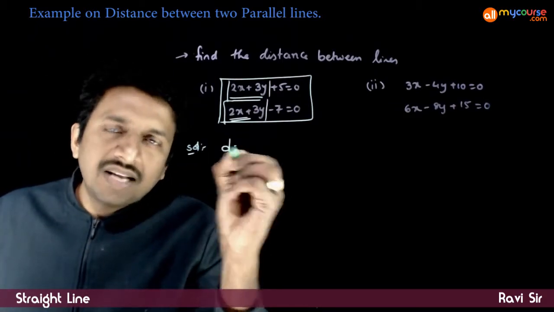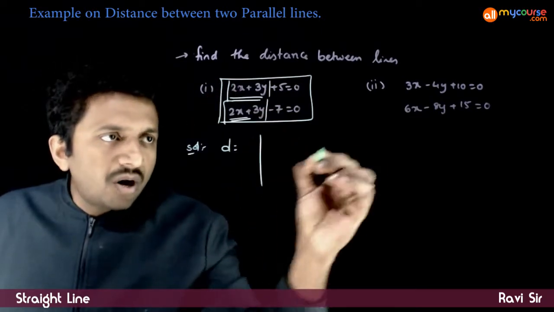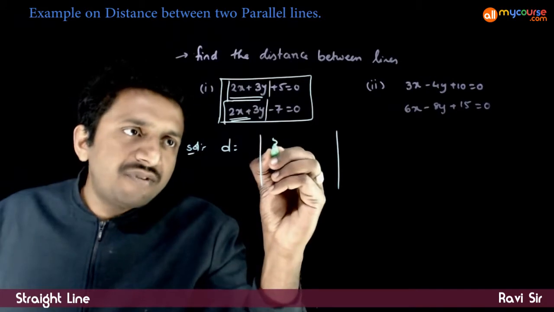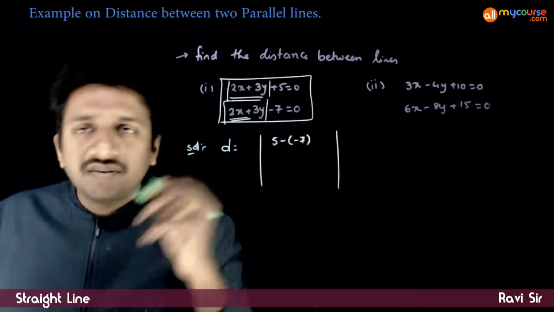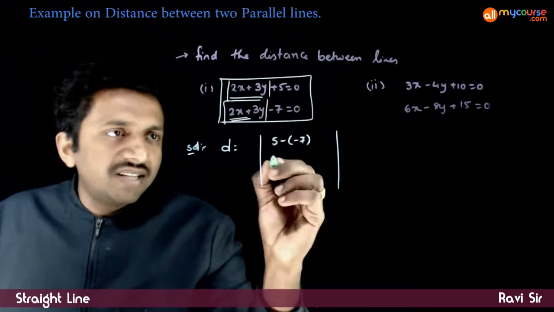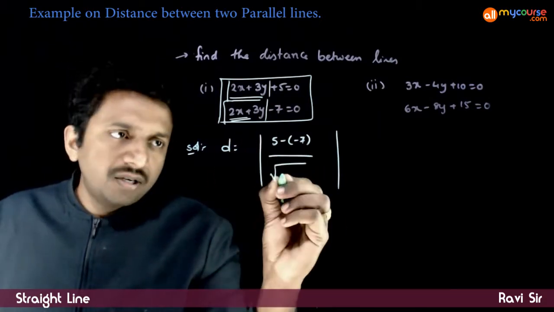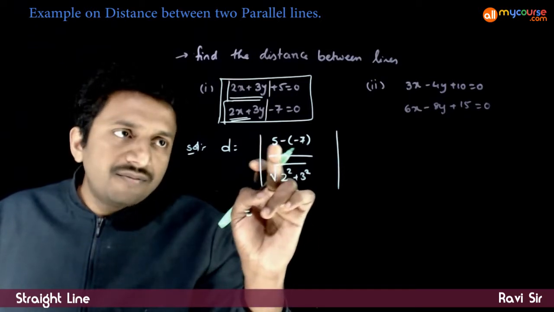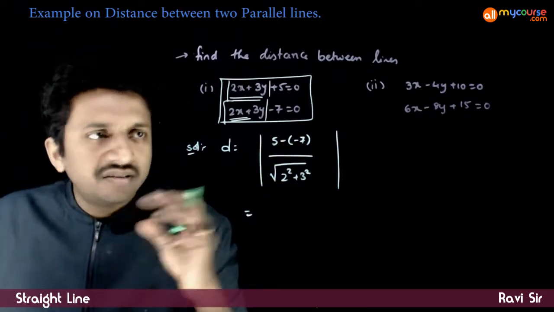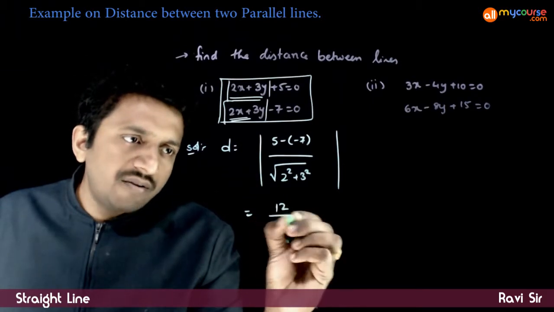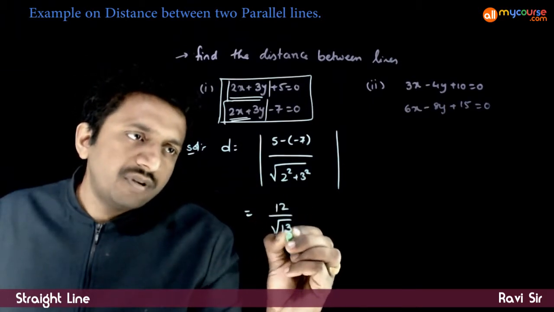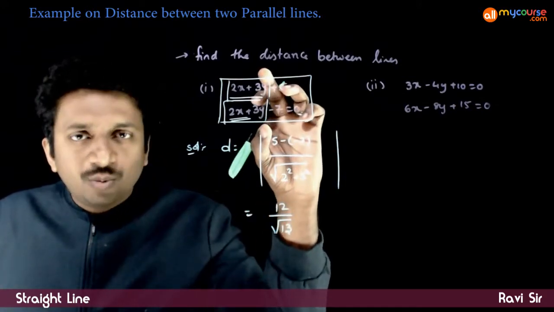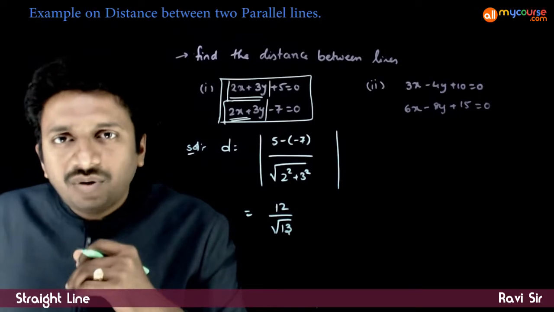So the distance between the parallel lines is nothing but the modulus of the difference between the constant terms, 5 minus of minus 7, divided by root of 2 square plus 3 square. That is equal to, 5 minus of minus 7 is plus 7, so 5 plus 7 is 12, by root of 4 plus 9, which is 13. So the distance between these two parallel lines is 12 by root 13.